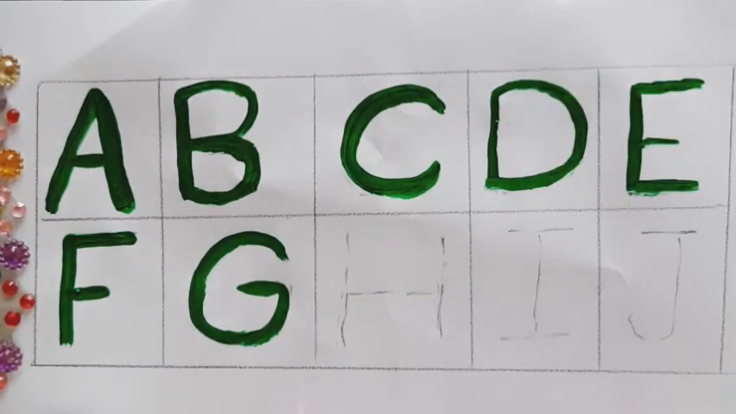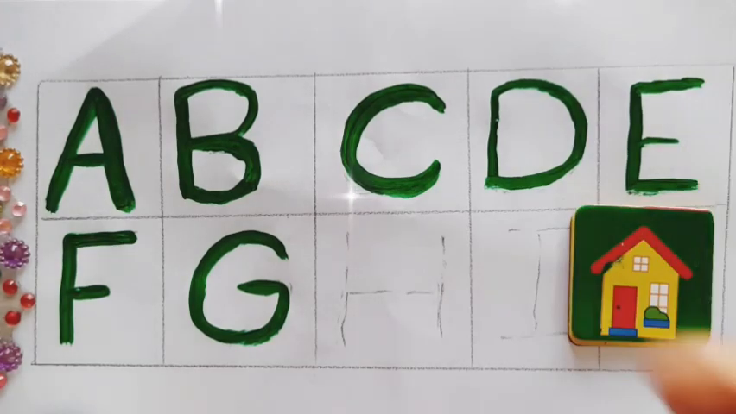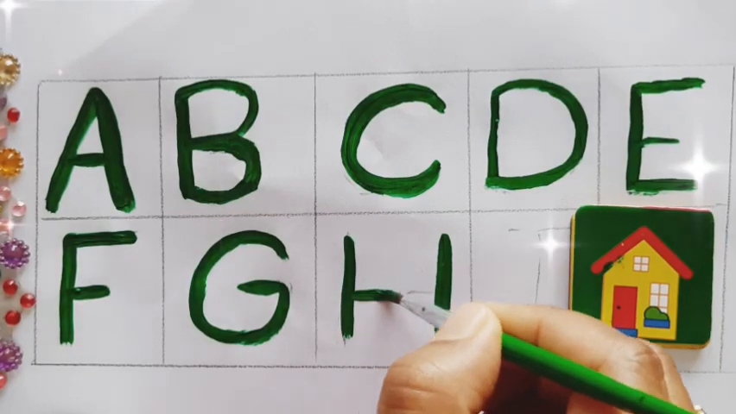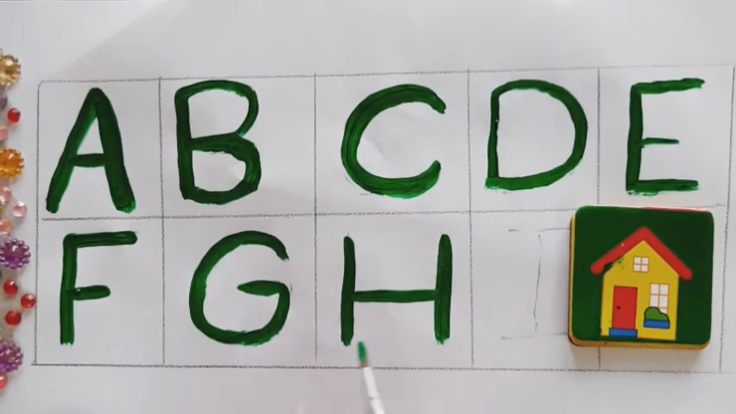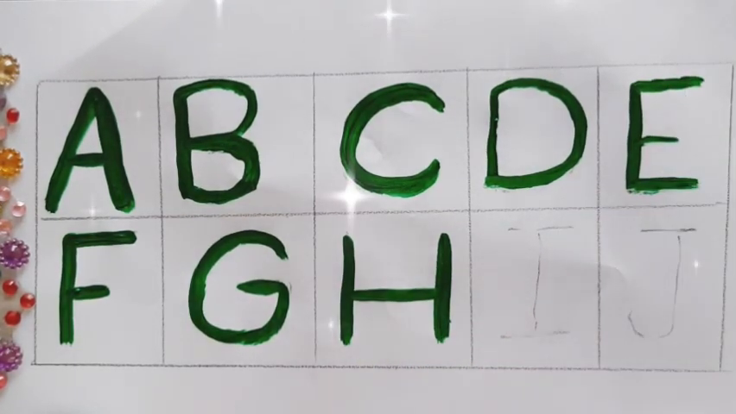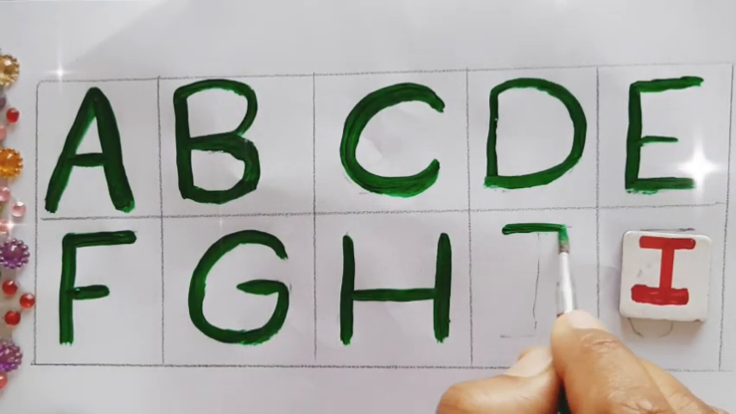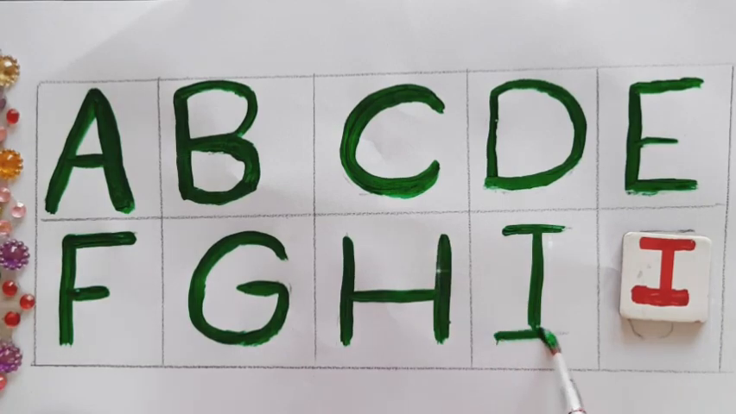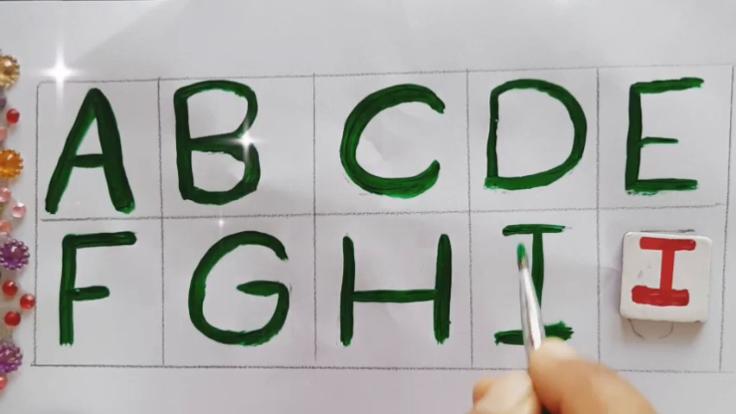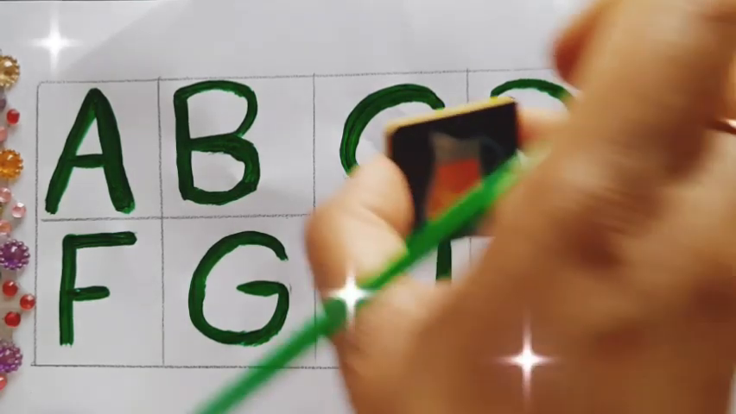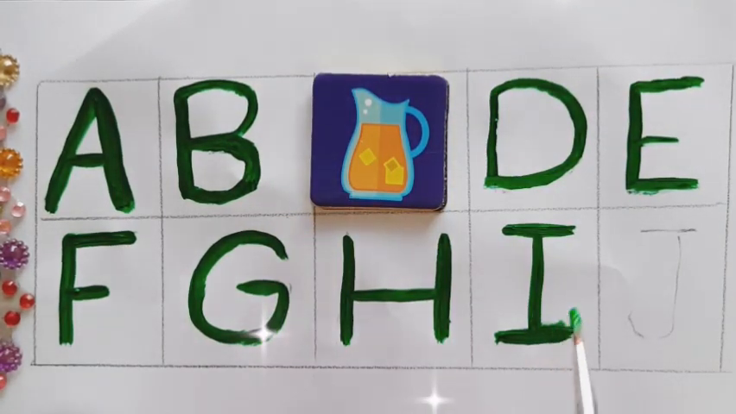H, H for house. Capital H. I, I for ice cream. Capital I, green color. J, J for juice.